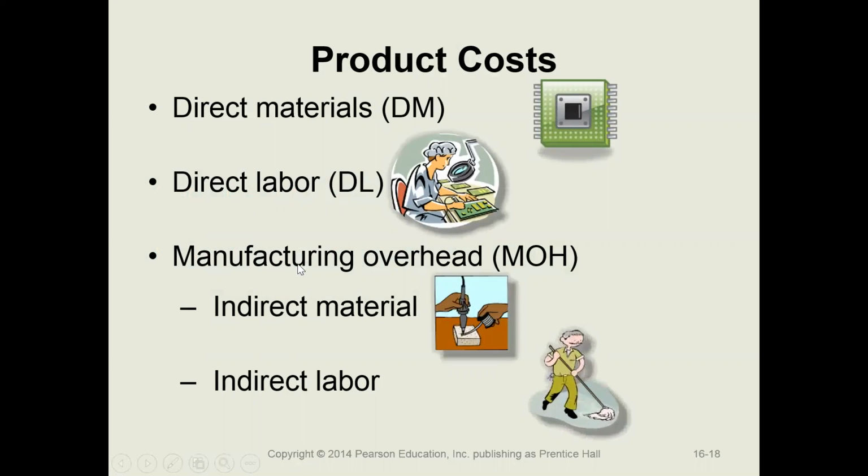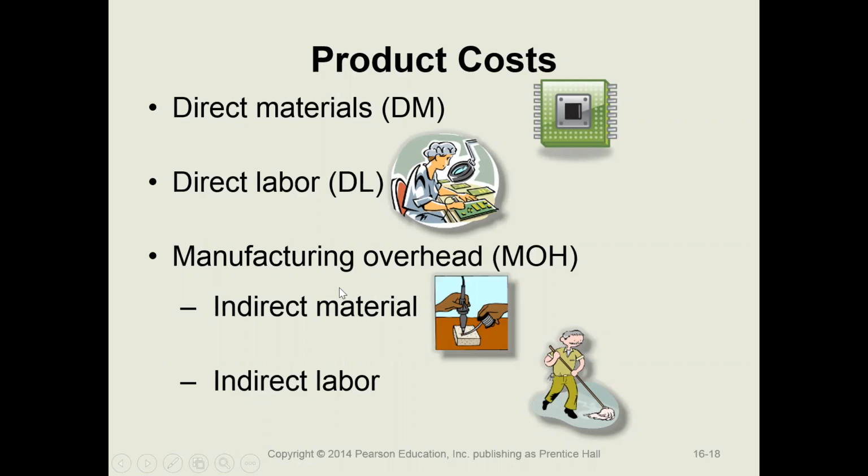Three different kinds of product costs. So costs that go into a product. Direct materials. So direct materials are materials that we can trace that go directly into the product. Direct labor. This is the labor costs that go directly into the product. So these are the workers who handle or make a product. So we know exactly how much cost for labor goes into a product.